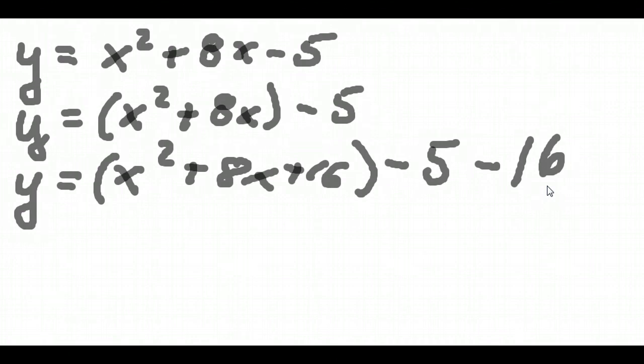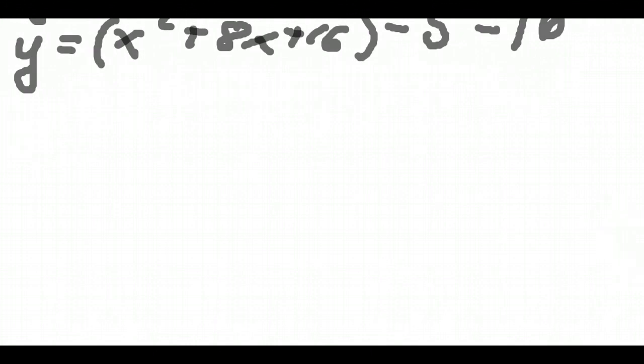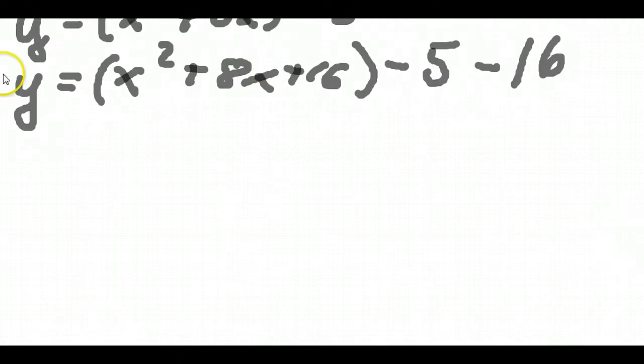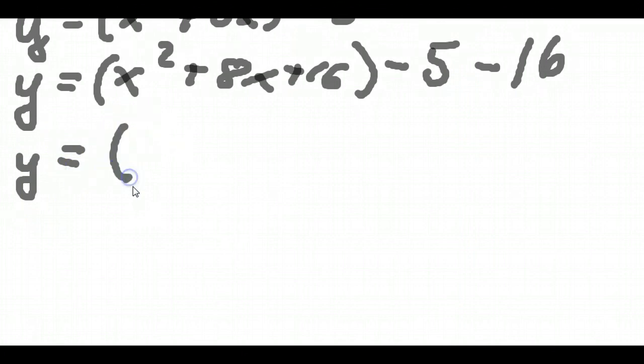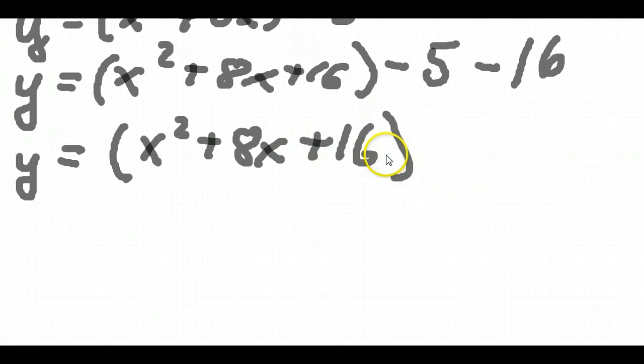Does everybody understand how that balances out? Okay, we have a plus 16 and a minus 16. So now let's combine our like terms. So what we end up with is y equals open x squared plus 8x plus 16 close minus 21.